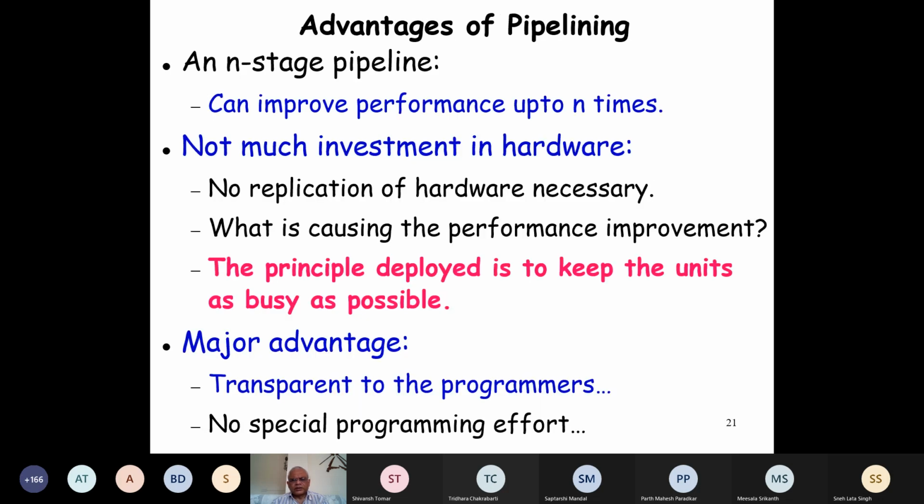So here there is no hardware investment, no replication of hardware. And if we have an n-stage pipeline, let's say a 20-stage pipeline, we'll get a 20 times speedup without any investment in hardware, almost zero investment. We just added a few buffers, that's all. Now, what is causing the performance improvement? Can anybody answer this question?